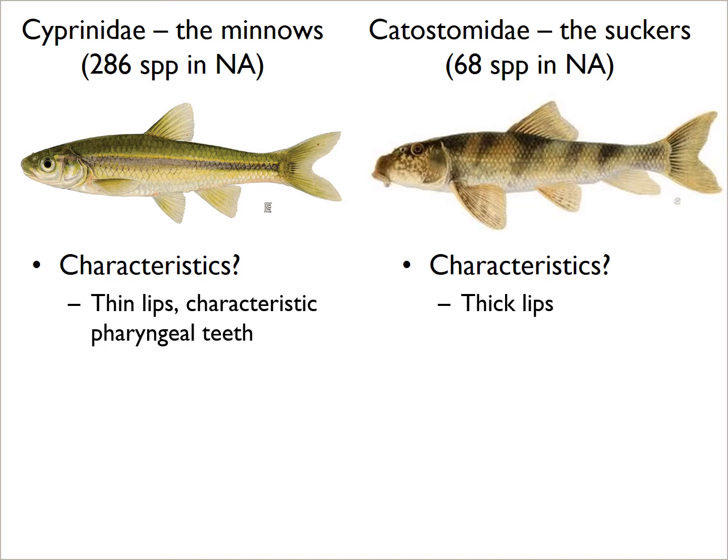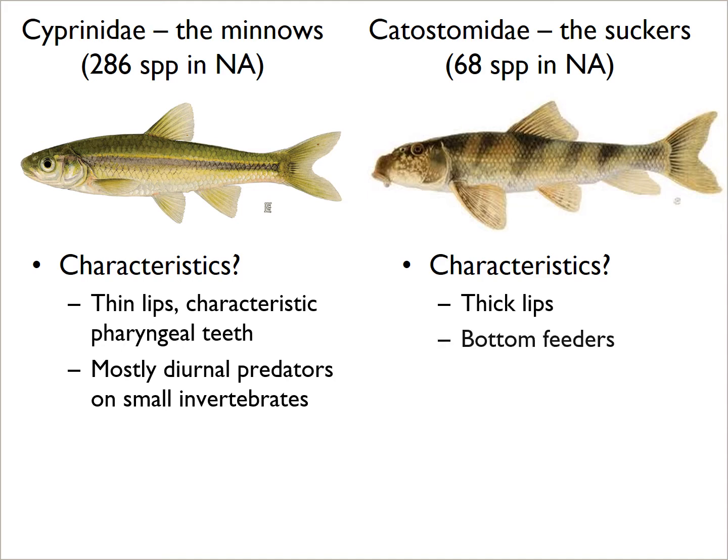Suckers, on the other hand, have very thick lips. These minnows as well. So basically, almost all the suckers are bottom feeders. Now the minnows, there's some diversity there, but most of them feed on invertebrates during the day, and so they have what we call a terminal mouth, a mouth at the end of the head, whereas these suckers have what we call a subterminal mouth, so they're feeding on things on the bottom of the stream.